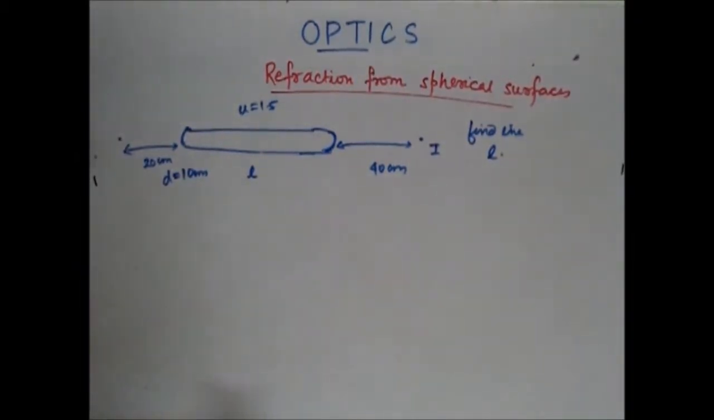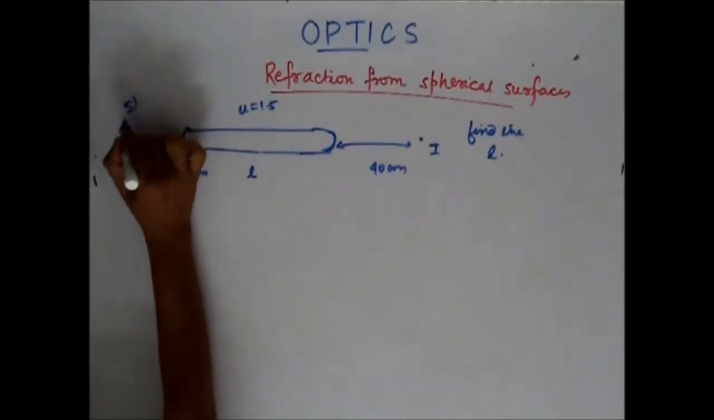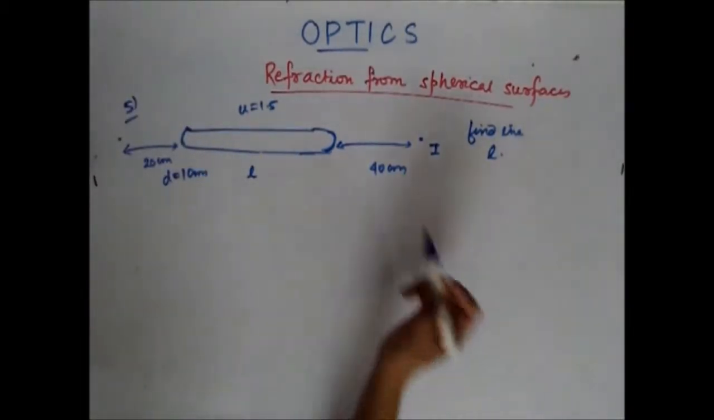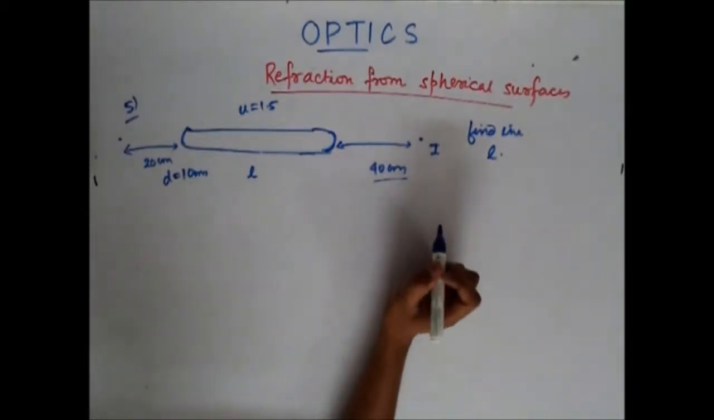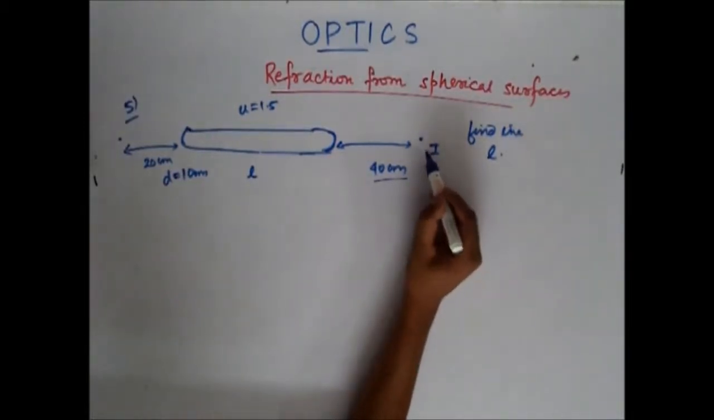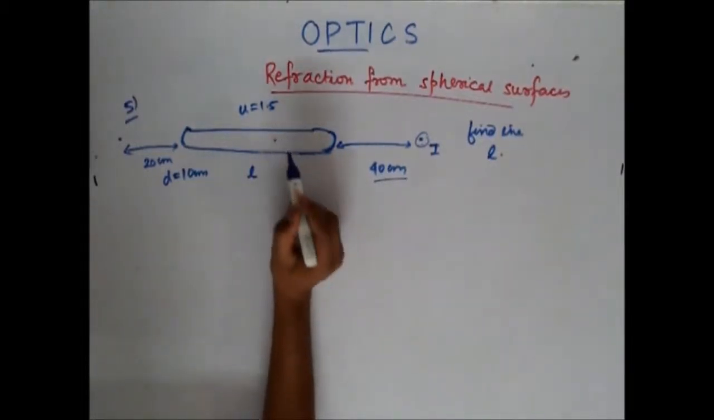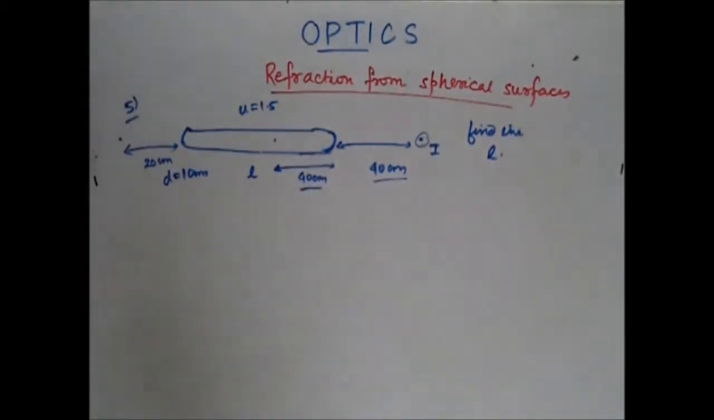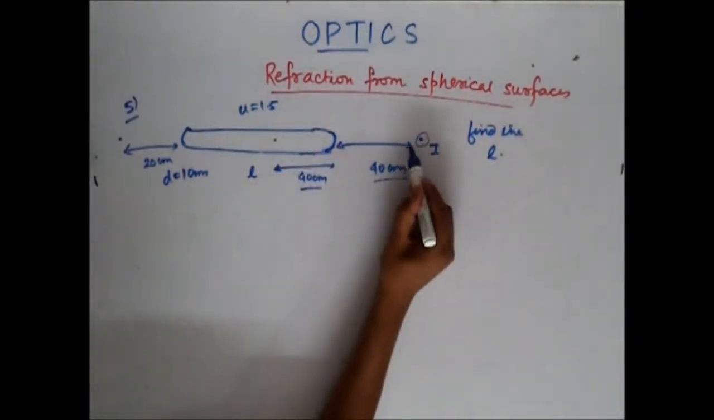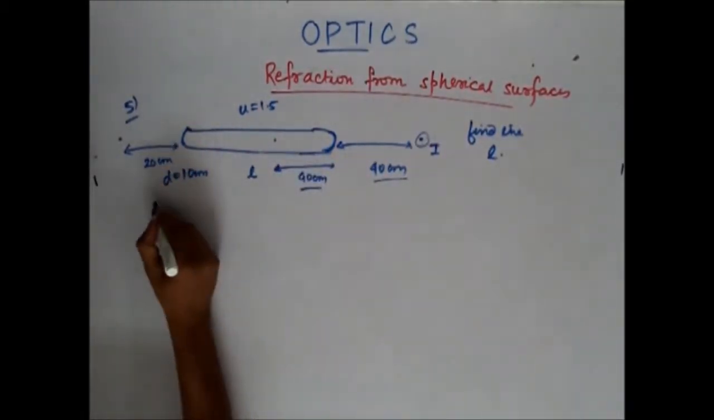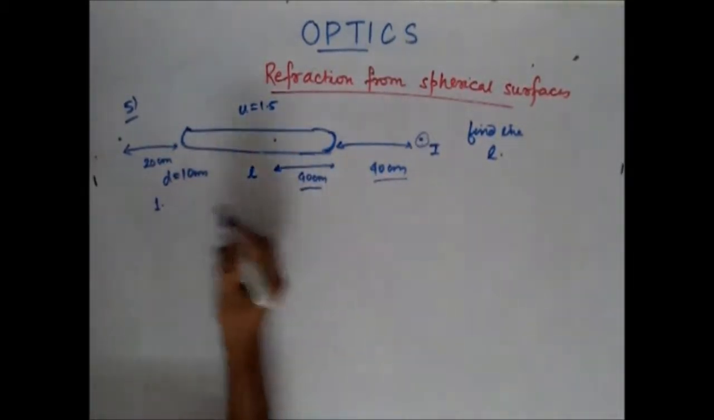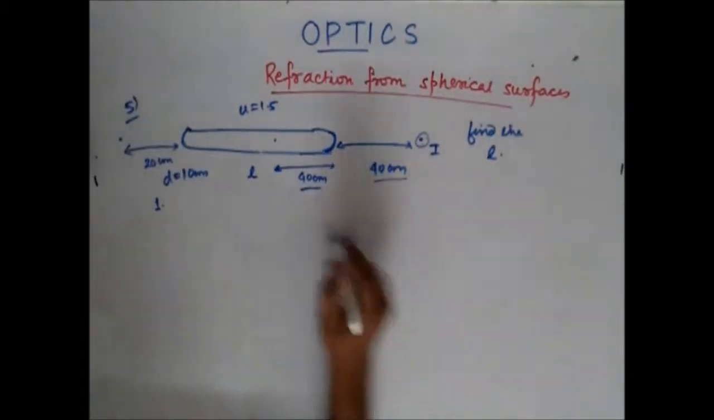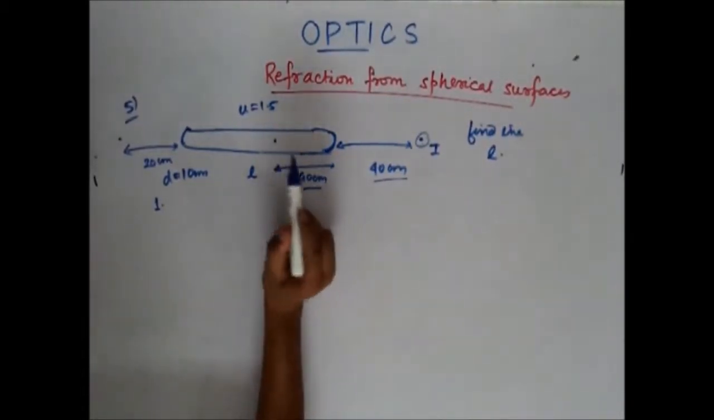So in this question, you try this question on your own. This is the fifth question. In this question, it's only given that the image is 40 centimeter from the other end. So the image can be formed here, or the image can be formed here also at a distance of 40 centimeter on this side. So assuming that the image is formed here, let's assume that to be case 1. Let's solve that, and then we'll move on to the second case when the image is formed here.